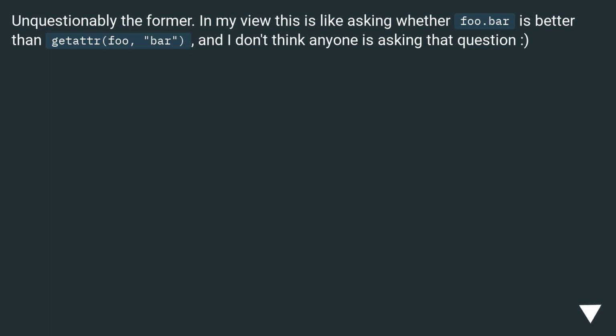Unquestionably the former. In my view, this is like asking whether foo.bar is better than getattr(foo, 'bar'), and I don't think anyone is asking that question. Smile.